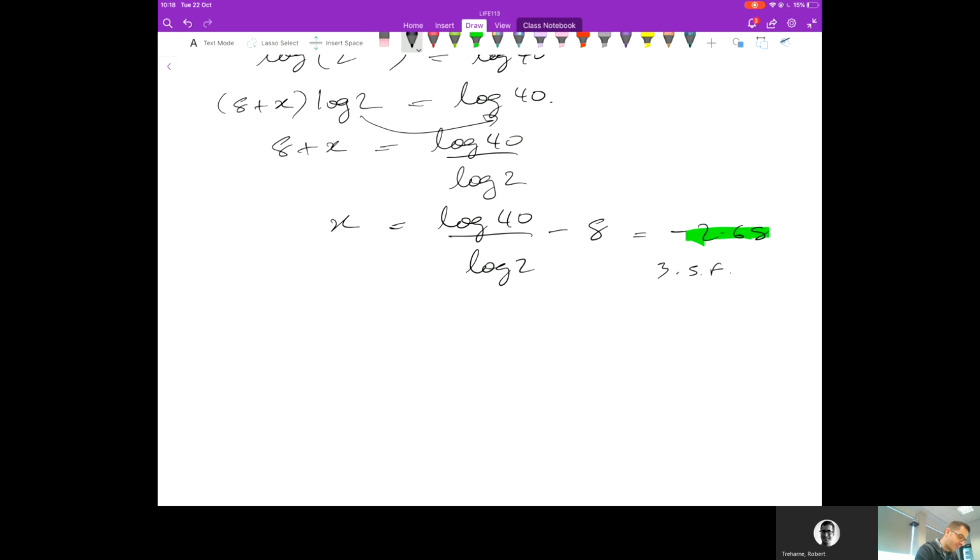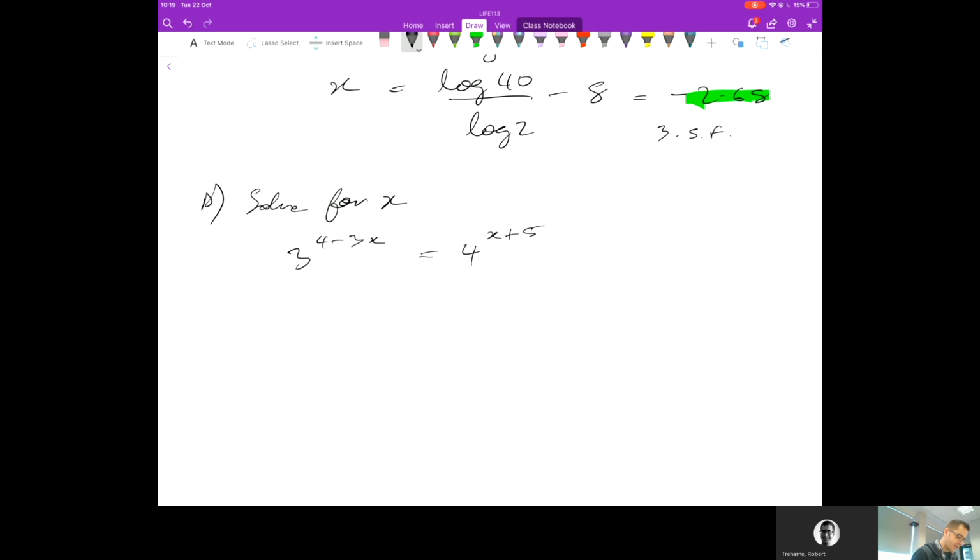Right. D. So D, I have asked you to solve. It's a bit more complicated this time because there's an index on both sides that have an x in it, but I'm solving for x again. And this time I've got 3^(4-3x) equal to 4^(x+5). Ugh. Right, again, I'm going to take the logs of both sides.